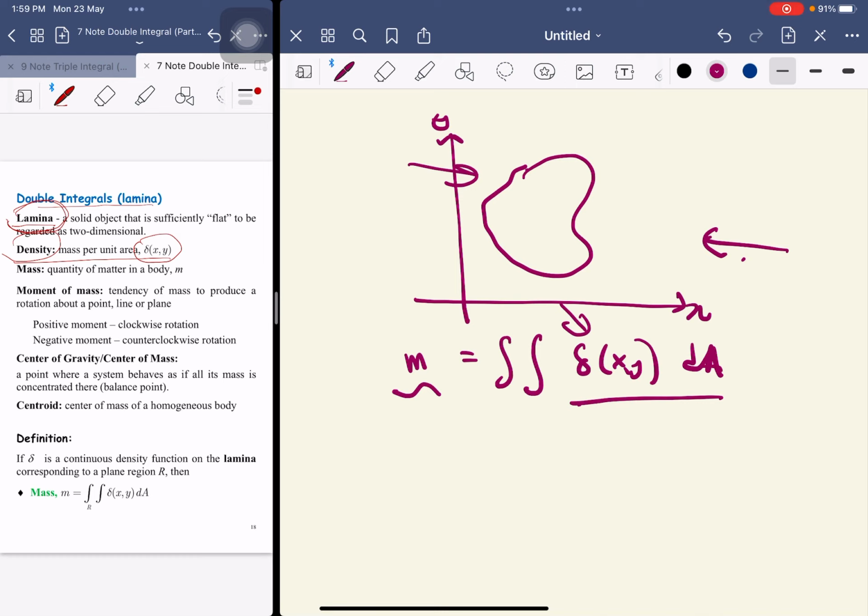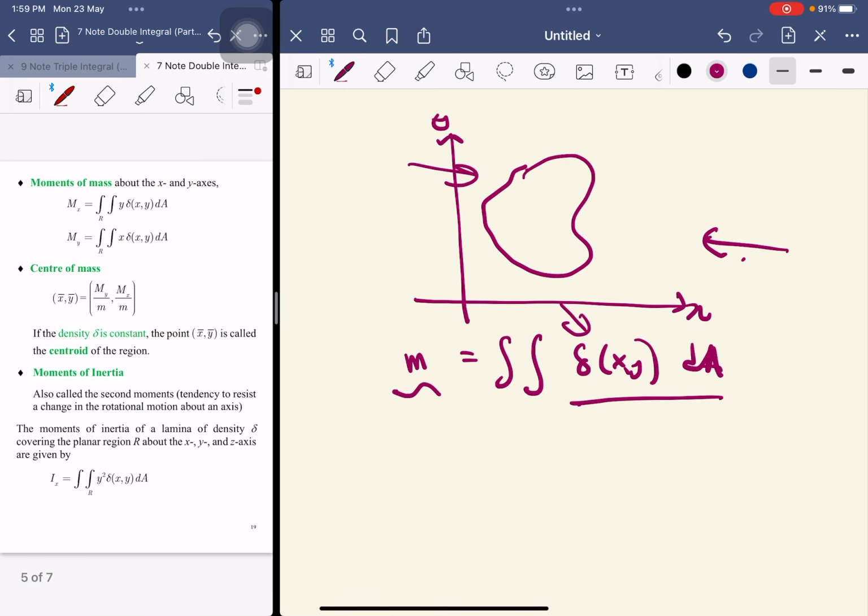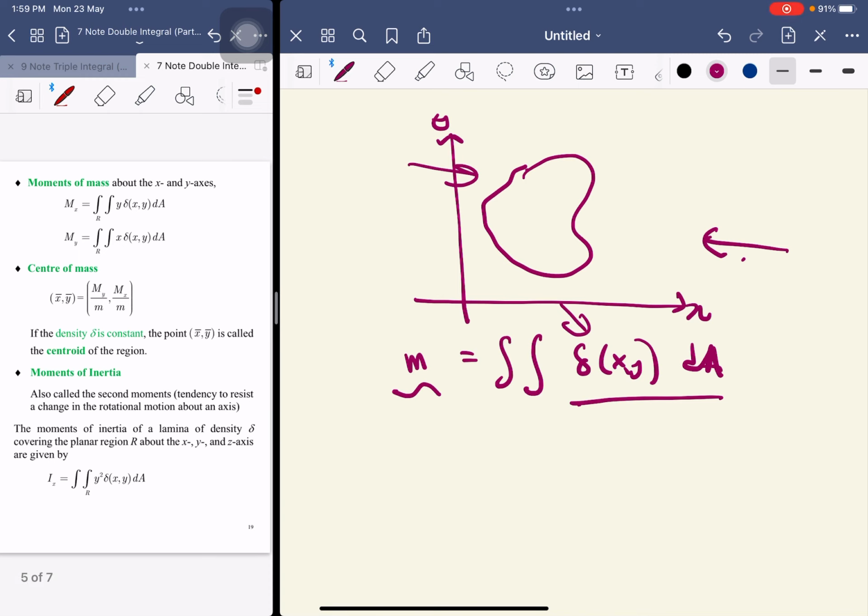The other application, which is the next one, is the moment of the mass. Moment of the mass is by definition the tendency of a mass to produce a rotation about a point, line, or a plane. It can be a positive or negative moment, so we are talking about the direction of that rotation. However, we are not focusing on the direction. We are focusing on how we can find the moment of the mass. By definition, the moments of the mass about the x and y axes are given by this.